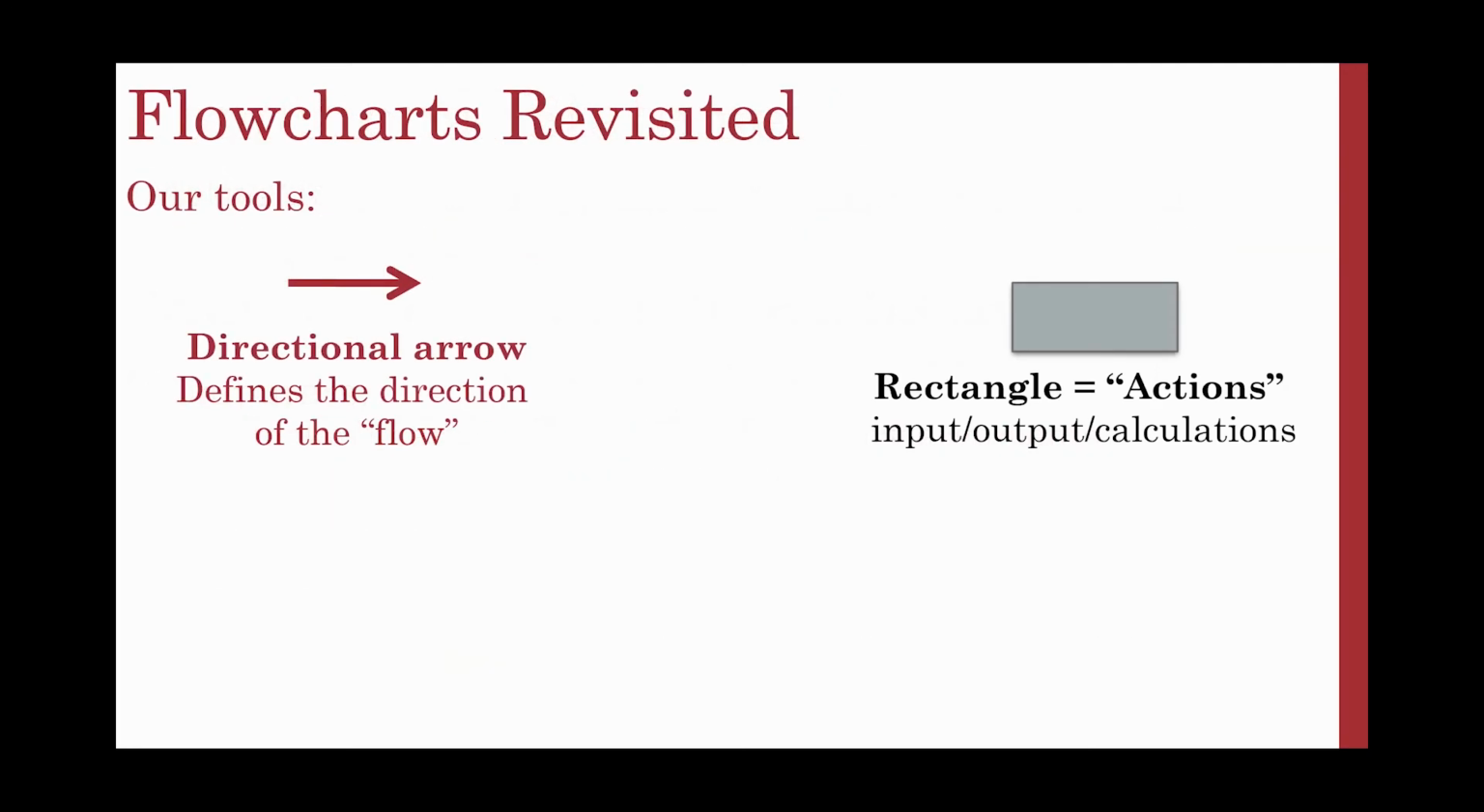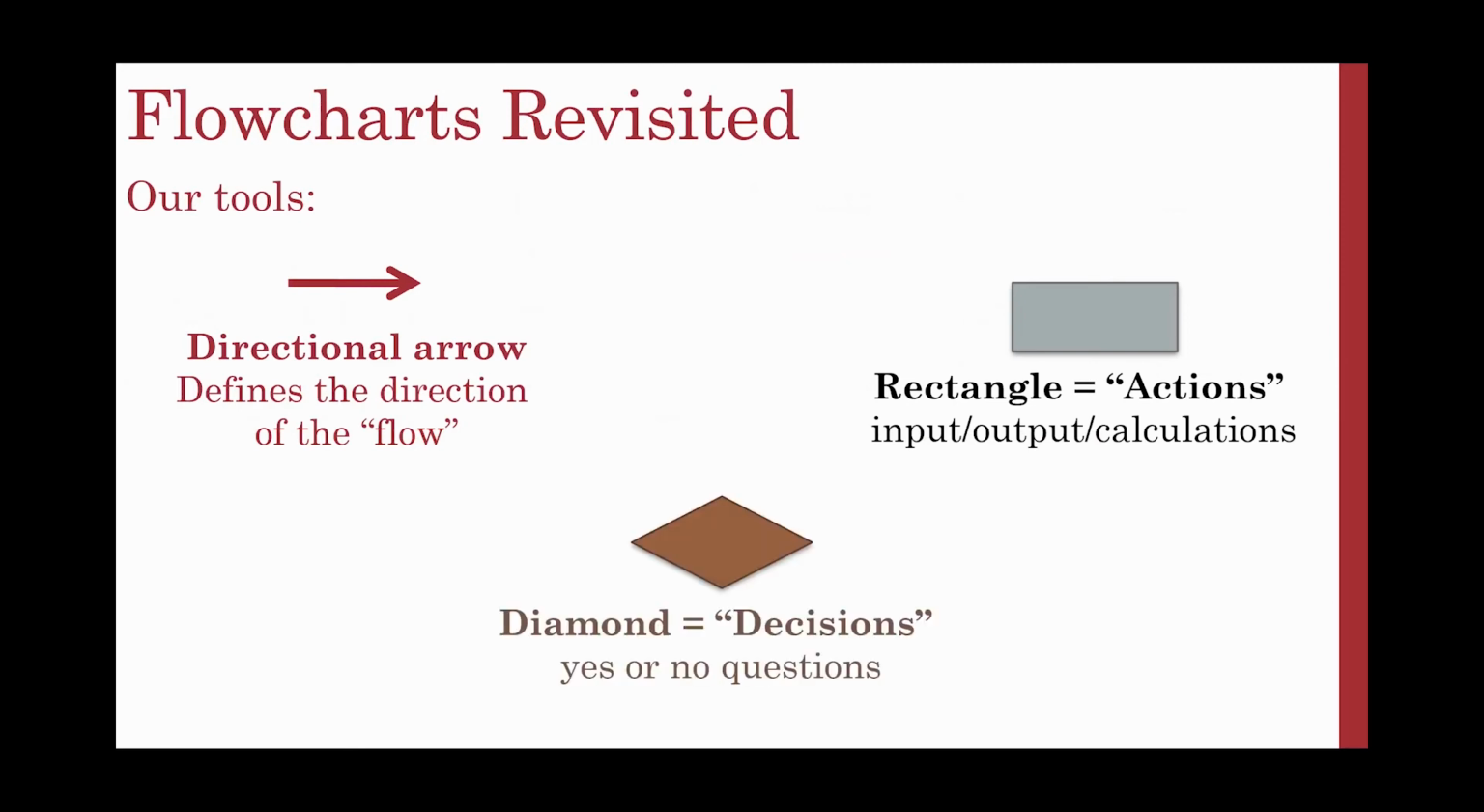So we're going to look back at our flow chart. Before, we had directional arrows, which showed the flow, and we had rectangles, which were the actions. Now we're going to add in diamonds, which are decisions. These are where our yes/no questions take place.